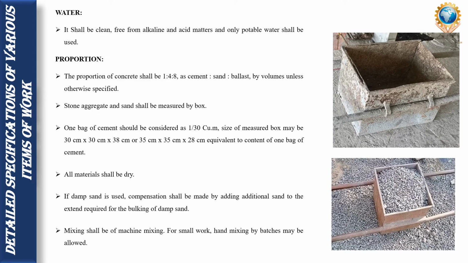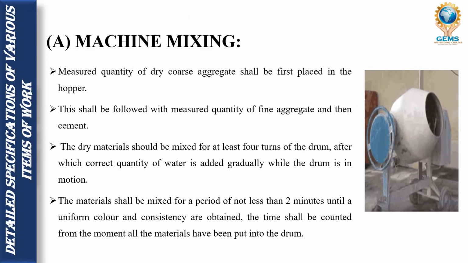Then mixing, okay, how we can mix the sand, coarse aggregate, fine aggregate and cement. It can be done by two methods, right? It shall be machine mixing or hand mixing, okay. So there are two types of it. The first one is machine mixing, okay. On the right side you can see this, which is called machine mixing, okay.